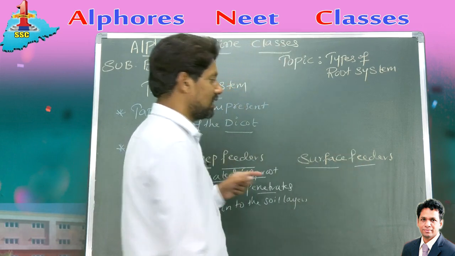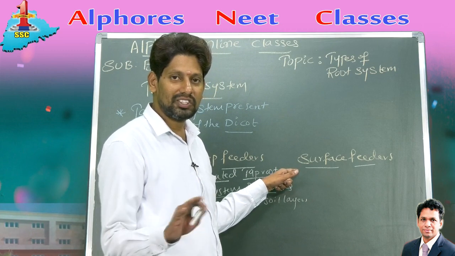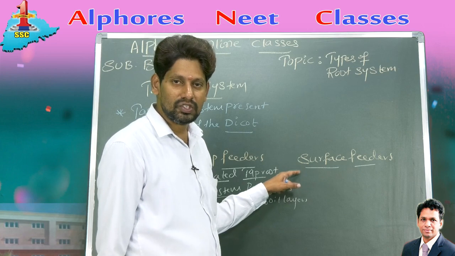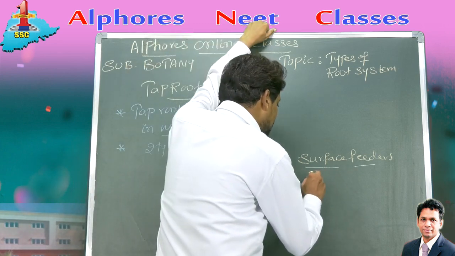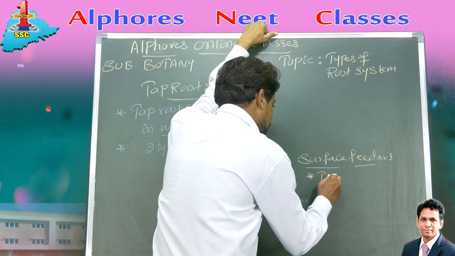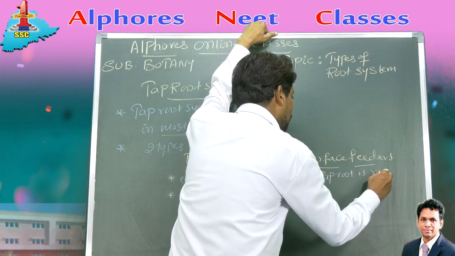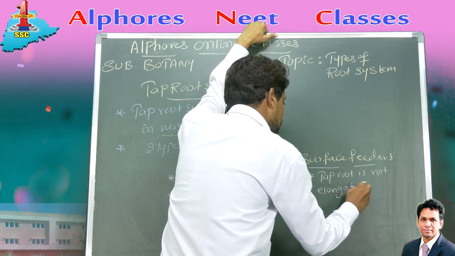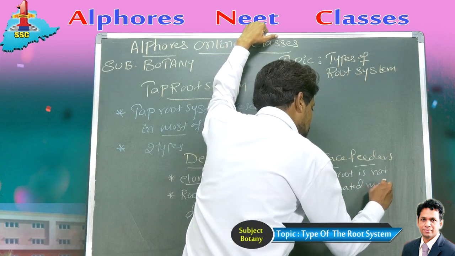Which feeders? Surface feeders. The name itself indicates it. Here, the taproot is not much elongated. Secondary roots spread horizontally near the soil surface. Therefore, the taproot is not elongated much. Is the taproot elongated much? No.